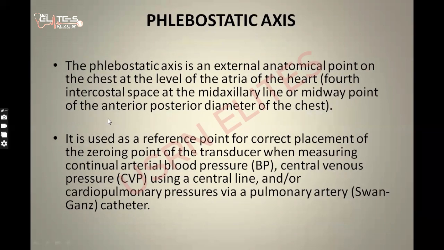Now, let's come back to what we have here. So it is used as a zero reference point for correct placement of the zeroing point of the transducer when measuring continual arterial blood pressure, central venous pressure, using central line, and or pulmonary artery catheters like the Swan-Ganz. I don't know if that's the right pronunciation, but some will pronounce it this way, Swan-Ganz catheter, okay?